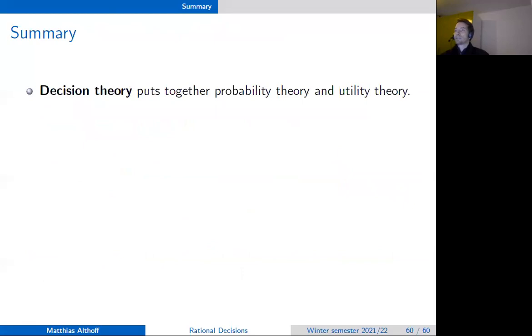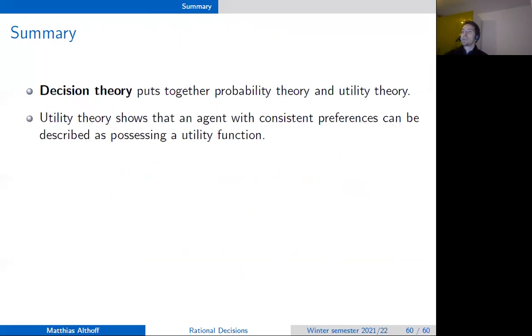Okay, so to sum up this whole chapter on making decisions of static problems, first of all, decision theory was a combination of probability theory and utility theory. As you've seen, we always had to multiply the probabilities of the outcomes with the utility of the outcomes, and then sum over all possible outcomes. The utility theory shows that an agent with consistent preferences.